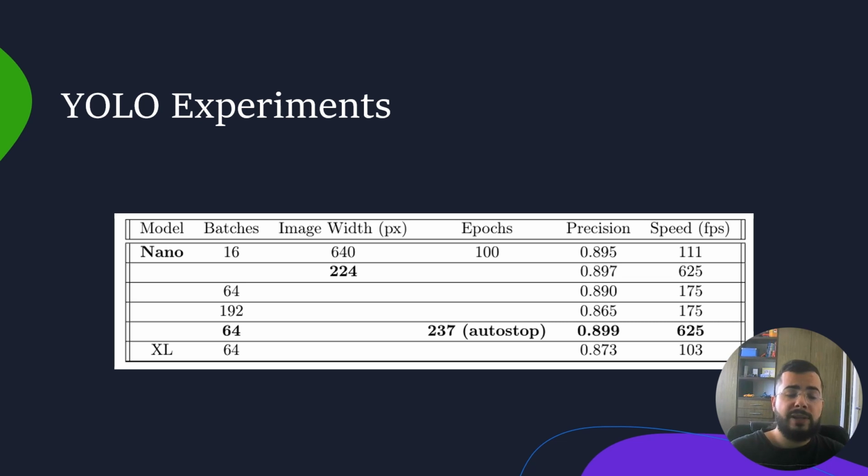Through a series of experiments, I found the best combination of parameters and found that the nano model with 64 batches of training, image width of 224 pixels, and around 237 epochs outputted the best precision, which was close to 90%, with a speed of 625 FPS.